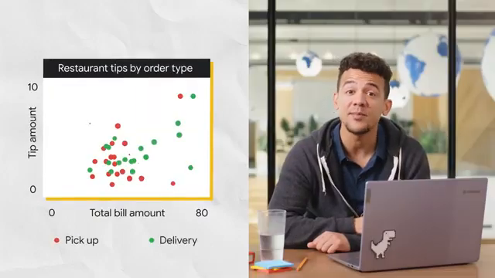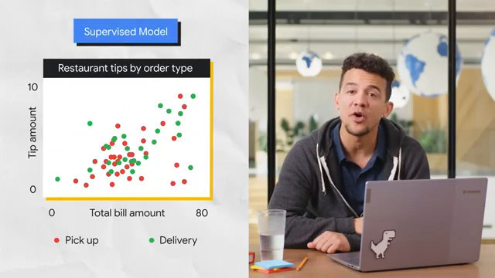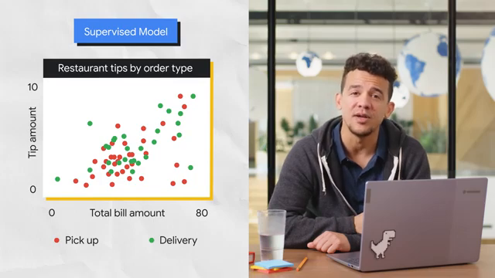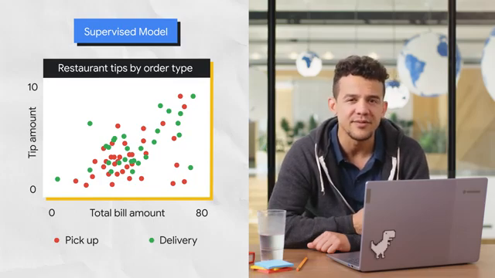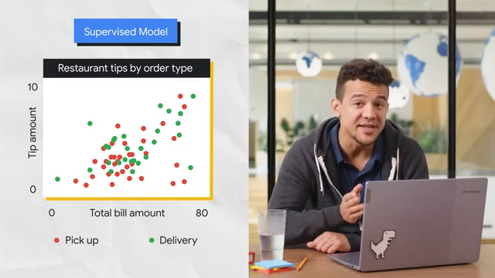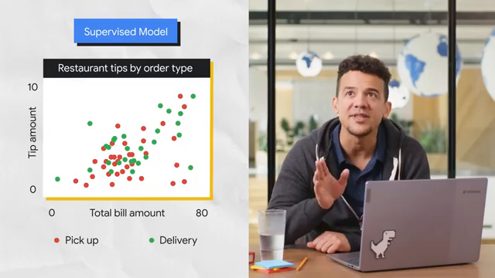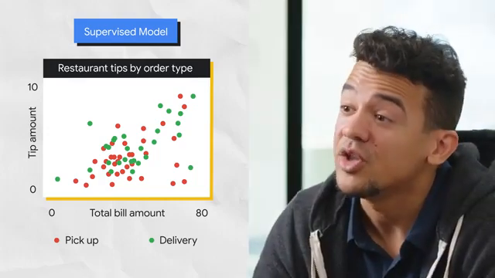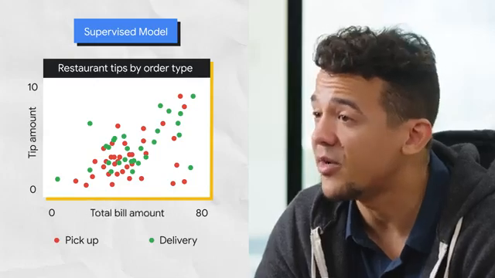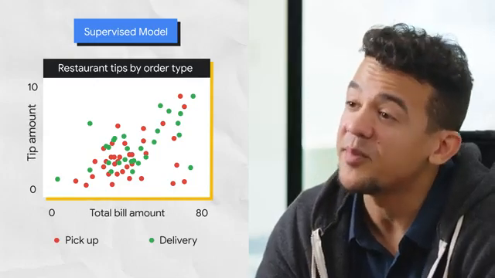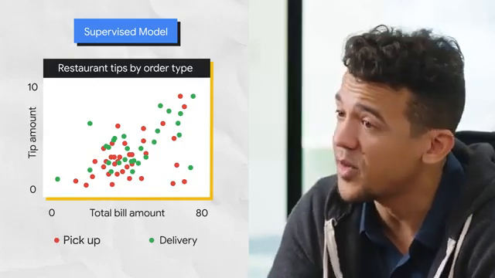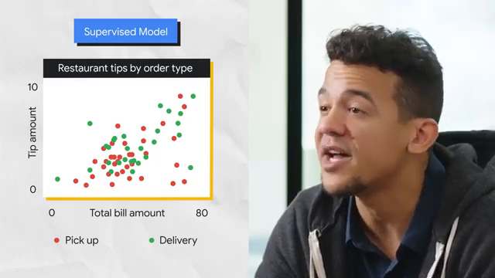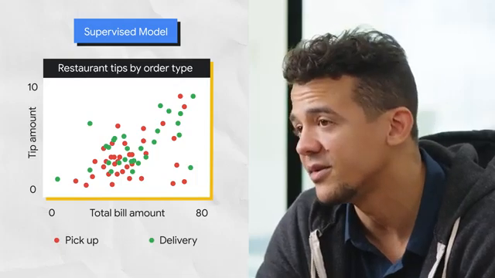This graph is an example of the sort of problem a supervised model might try to solve. For example, let's say you're the owner of a restaurant. What type of food do they serve? Let's say pizza or dumplings. No, let's say pizza. I like pizza. Anyway, you have historical data of the bill amount and how much different people tipped based on the order type, pickup or delivery. In supervised learning, the model learns from past examples to predict future values.